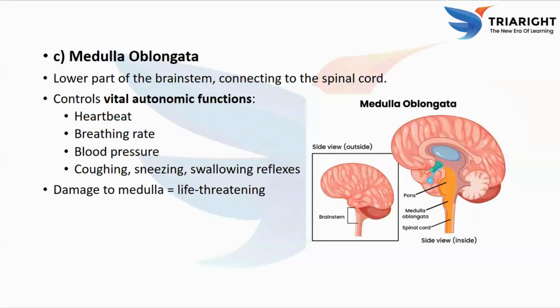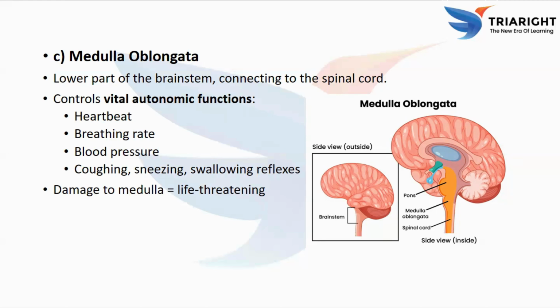The other part is the medulla oblongata. Here you can see the picture of the medulla oblongata, the side view, inside view and also the outside view. This is the lower part of the brain stem, just above the spinal cord. The medulla oblongata connects the brain to the spinal cord, serving as a bridge for messages between the brain and the spinal cord. So what are the functions of the medulla oblongata? It controls vital autonomic involuntary functions, which means it manages the body actions that happen without conscious control. The things that keep you alive.